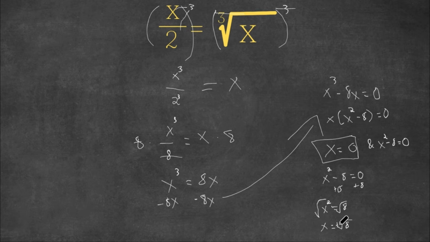Actually, plus or minus. Remember to add that plus or minus whenever you have square roots. So this actually equals plus or minus 2.828. So as you can see now, we have our values of x. And that is our answer.